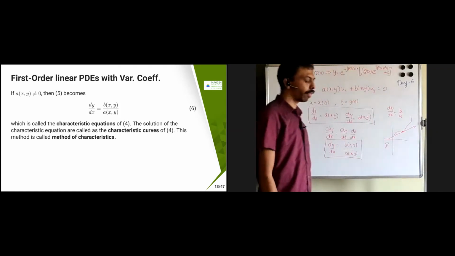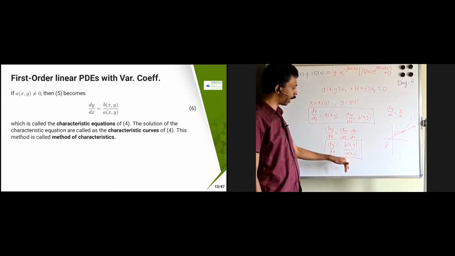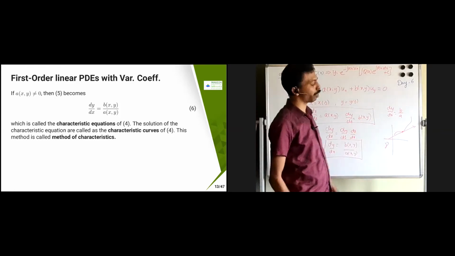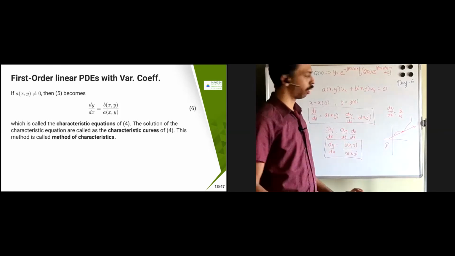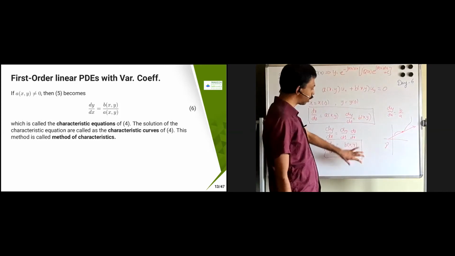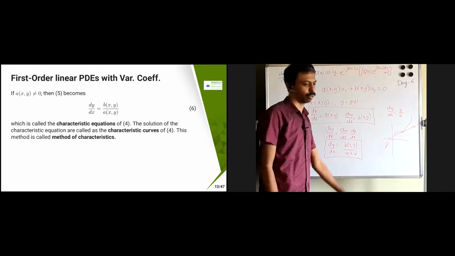Now once you solve that equation, dy by dx equal to b of x comma y by a of x comma y, you will get some solutions, right? That solution is going to trace some curve. That curve is called the characteristic curve of this given PDE. So this is called the characteristic equation. The solution of this is going to be a curve, and that curve is the characteristic curve.